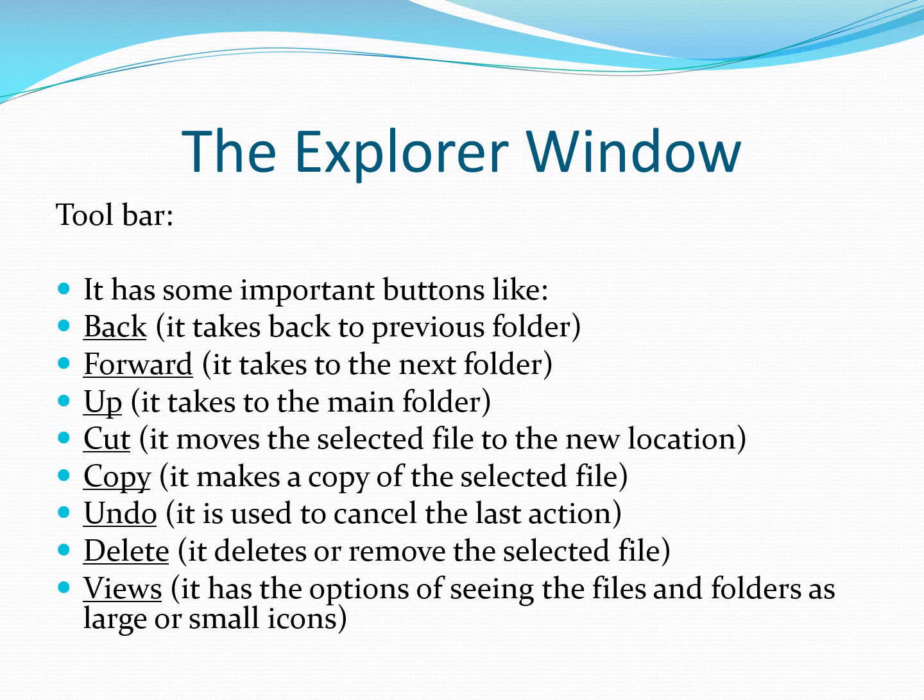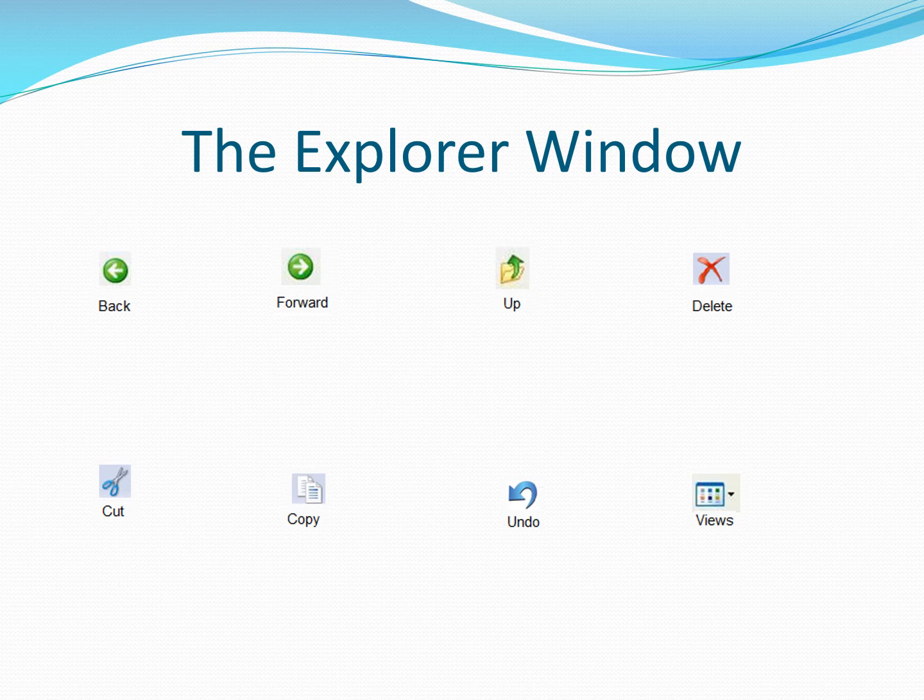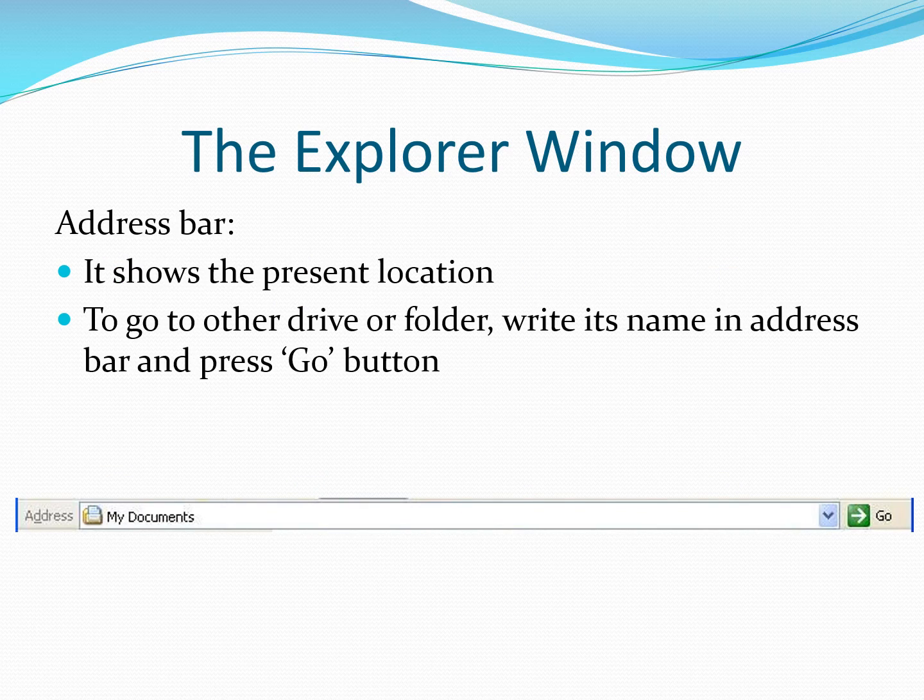Undo. It is used to cancel the last action. Delete. It deletes or removes the selected file. Views. It has the options of seeing the files and folders as large or small icons. Here you can see the icons of those buttons. Address bar. It shows the present location. To go to the other drive or folder, write its name in address bar and press go button.